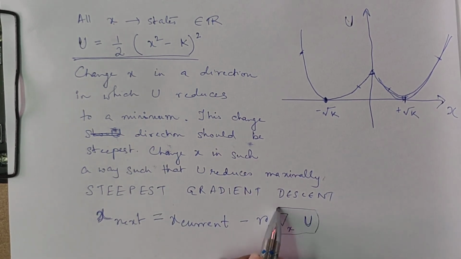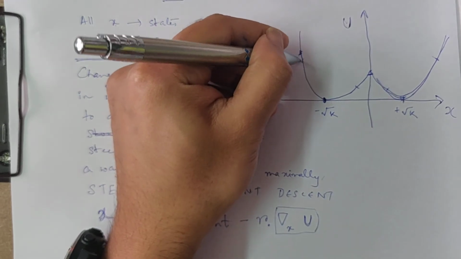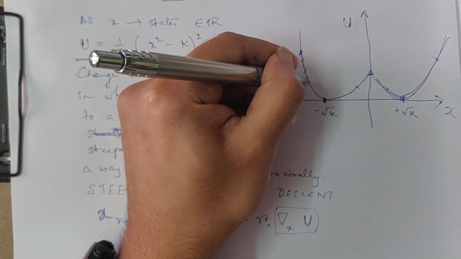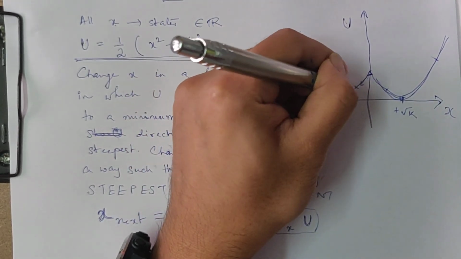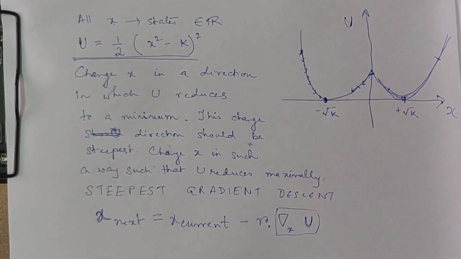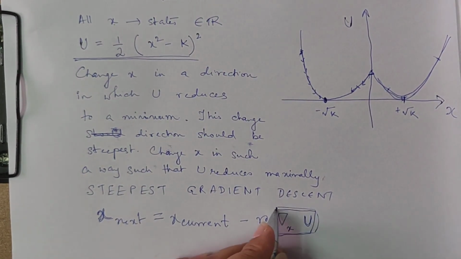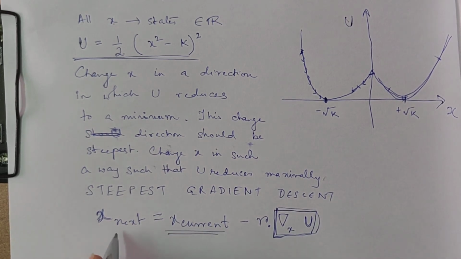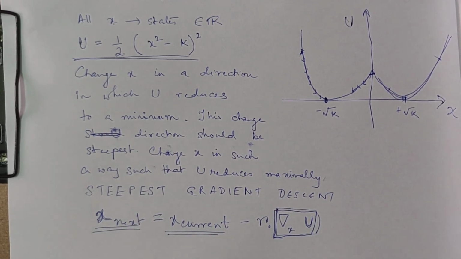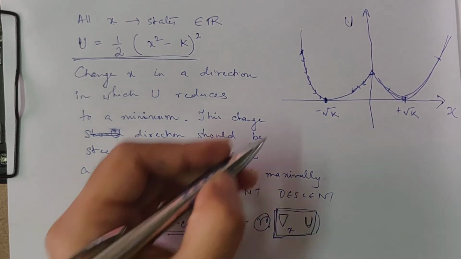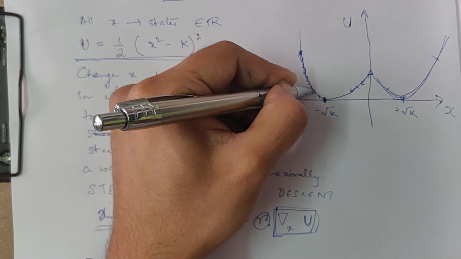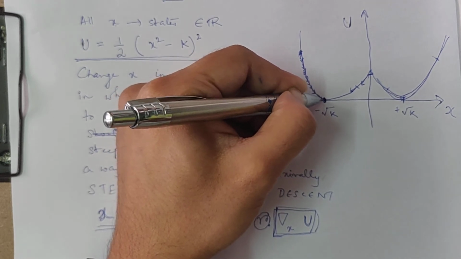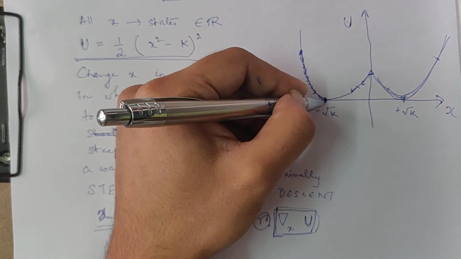This grad x u gives the direction at every point, the direction in which u is reducing fastest. So by this you know in which direction your x should change, but how much is defined by the step size. If you take very small steps, slowly you will go to the minima. If your step size is very small, your number of iterations will be very high.